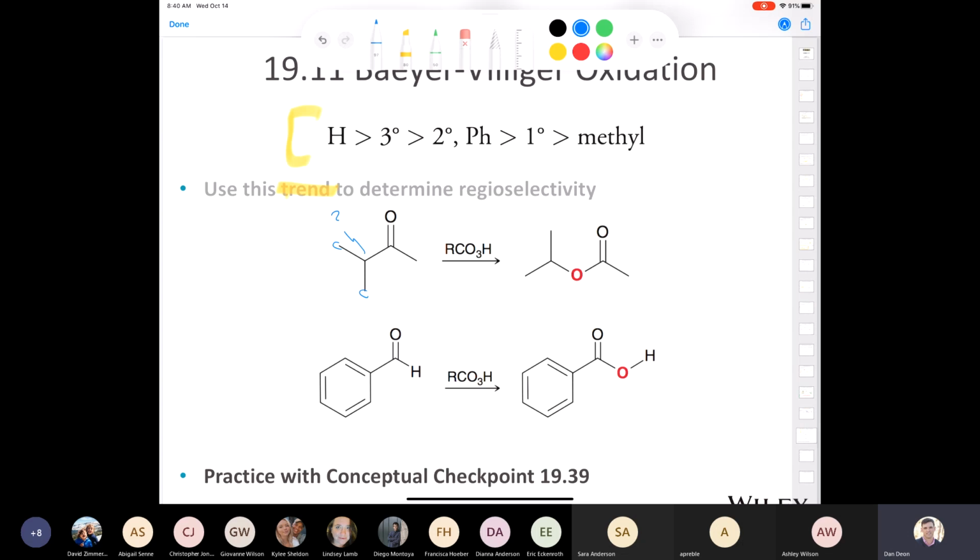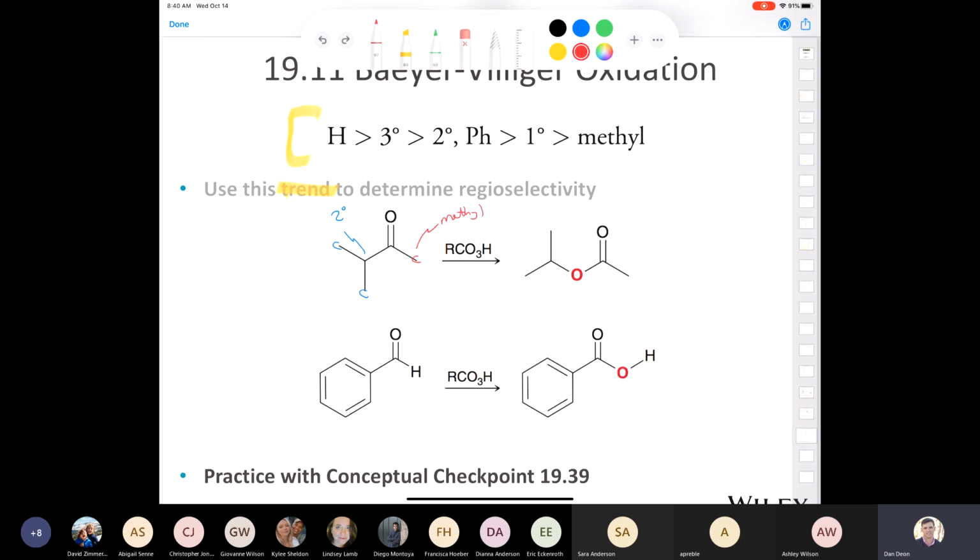So this is secondary, right? We're going away from the carbonyl. We ignore the carbon of the carbonyl. If we look at this carbon here, this is a methyl. Secondary has a higher migratory aptitude than a methyl, and so the oxygen will get inserted there.